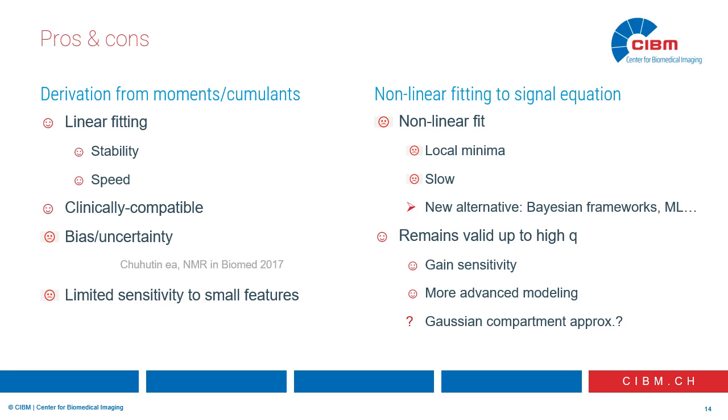However, one thing you have to be careful about if you're going to high Q and dealing with signal equations of biophysical models is that most of these multi-compartment models typically assume Gaussian compartments, and this Gaussian approximation of each compartment may also break down at high b values. So this is something to bear in mind, and also something that perhaps needs to be addressed in the model if it's no longer valid.